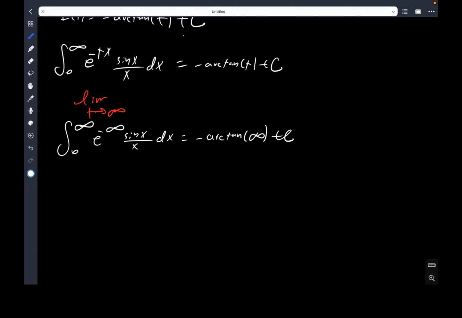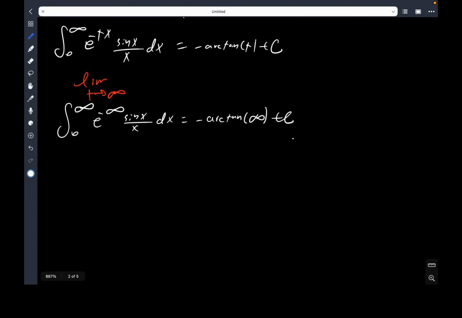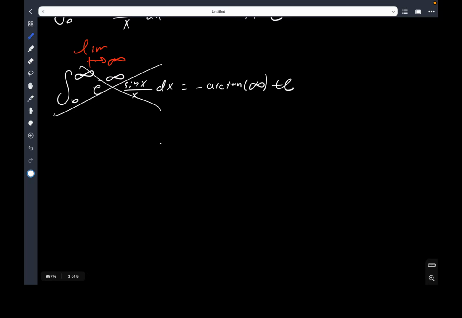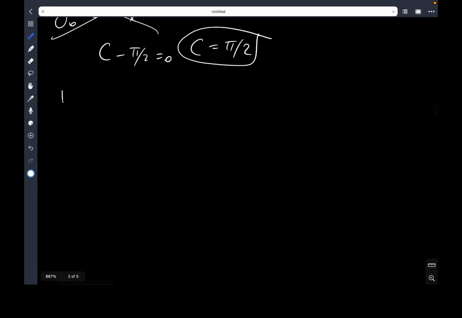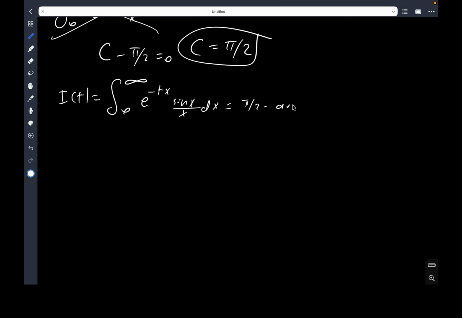So e to the negative infinity is 0, and the definite integral of 0 is 0, and arctan of infinity is pi over 2. You can go and verify it graphically, and thus c minus pi over 2 equals 0. I can say c equals pi over 2. Now, thus my integral in full form is pi over 2 minus arctan of t.